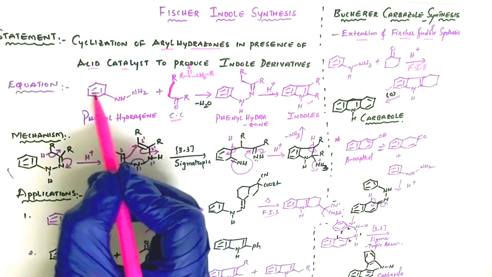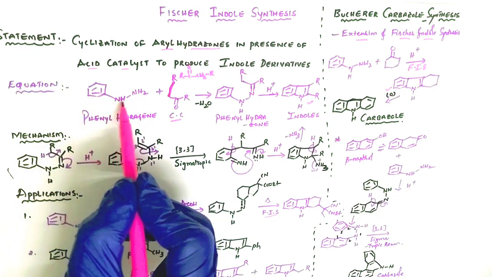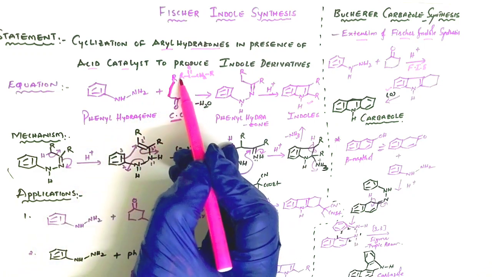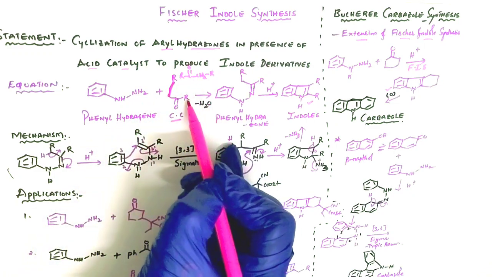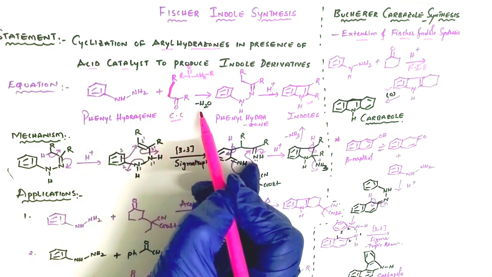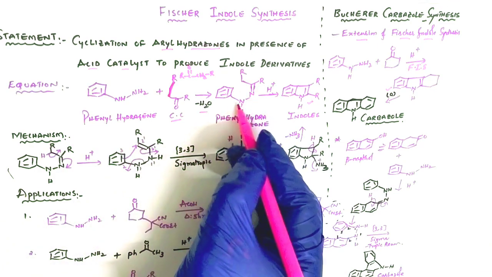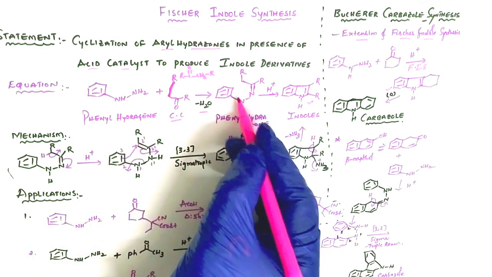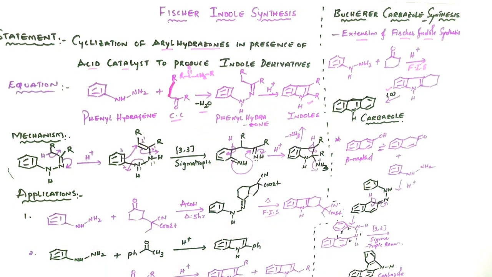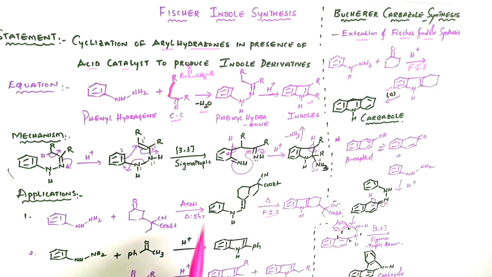See this? Initially we have taken phenyl hydrazine, PhNHNH2, treated with one carbonyl compound, that is RC=O CH2R. These two are involved in the reaction to produce phenyl hydrazone. This is the moiety which is the reactant in this particular reaction, subjected to acid catalyzed rearrangement to produce indole derivative. Let's see the mechanism.